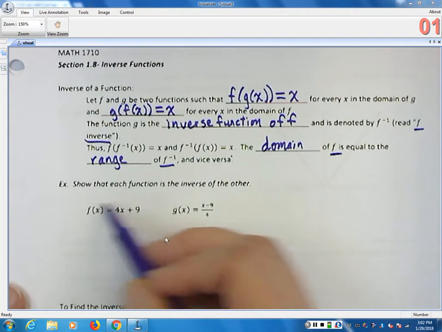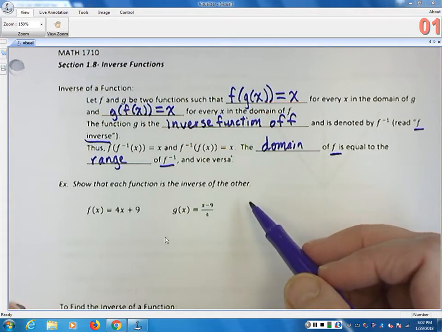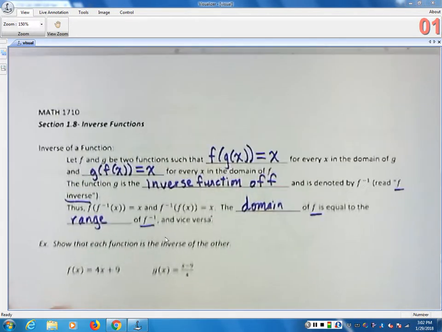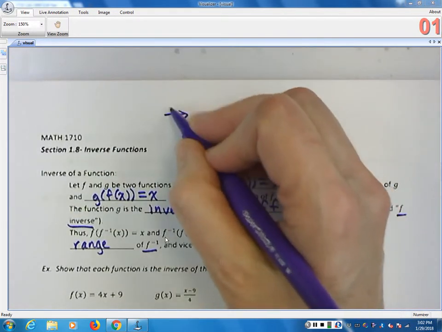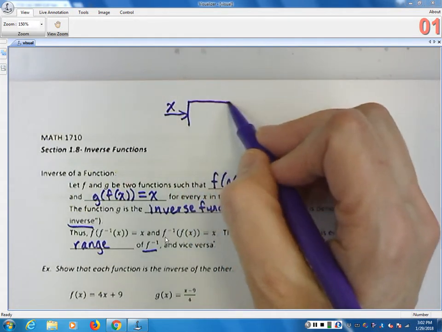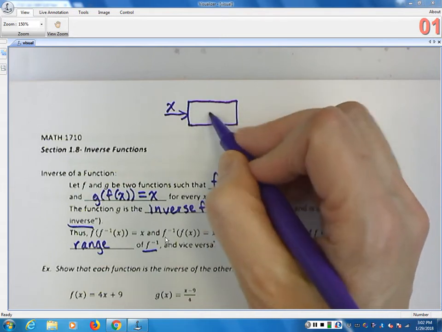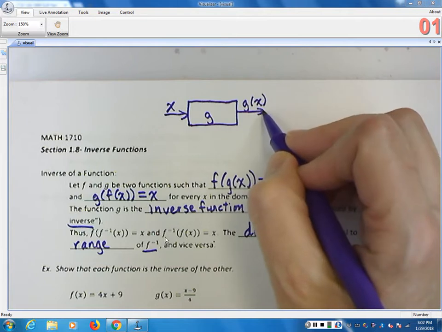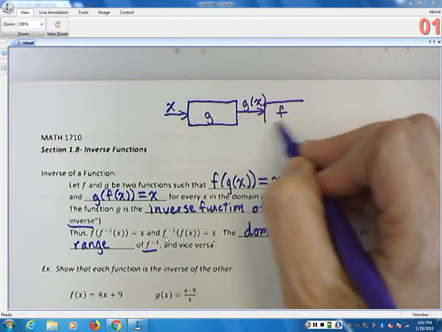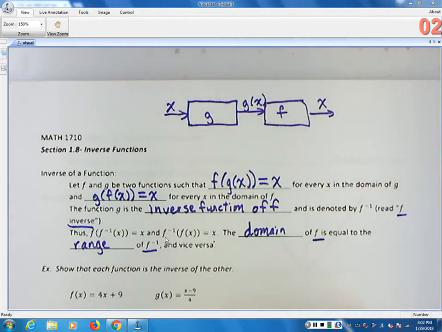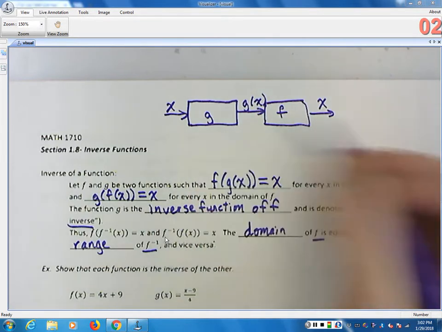So show that each function is the inverse of the other. This is the definition, and I did draw this up, you know, composites. Well, now if we've got x going into g, we've got g of x coming out, and then that's going into f, and if we get x out, they're inverses, and vice versa.